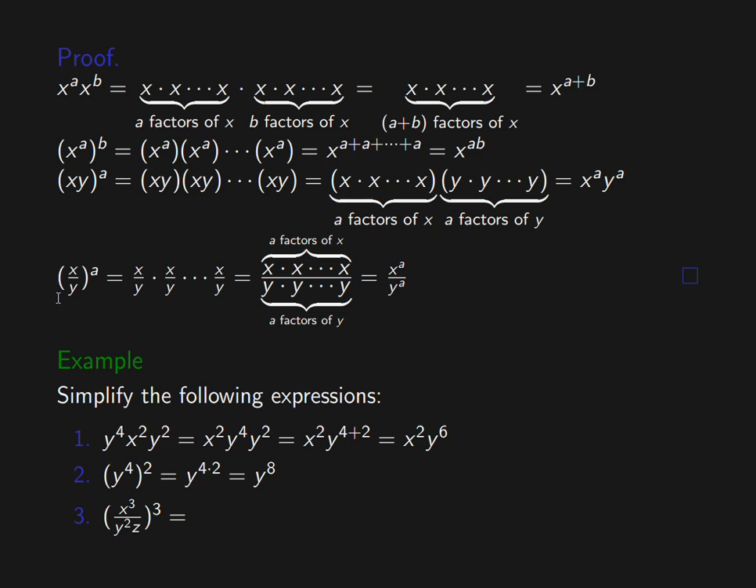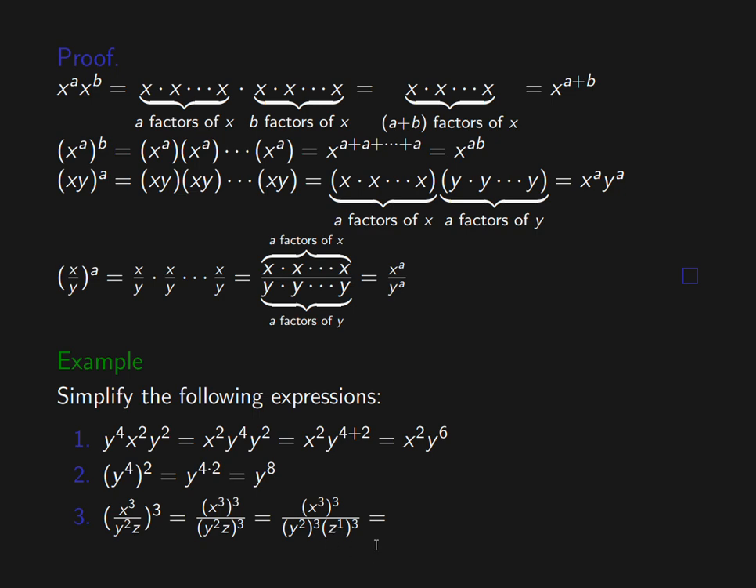So we can apply the fourth rule first. So this is x cubed to the power of 3 divided by (y squared z) to the power of 3. Now we can apply the third rule to the denominator, and we have x cubed to the power of 3 divided by y squared to the power of 3 times z. z is also z to the power of 1, so we have z to the power of 1 to the power of 3.